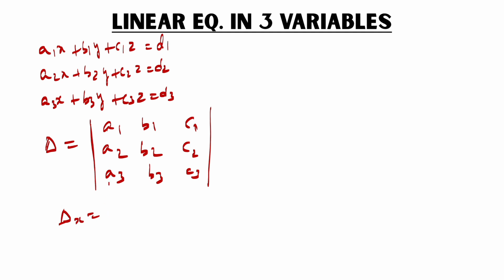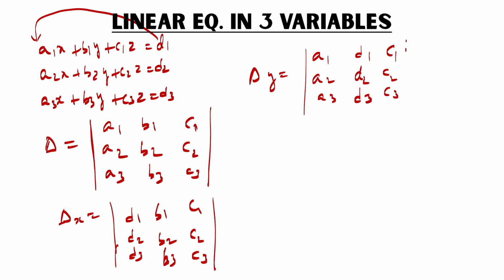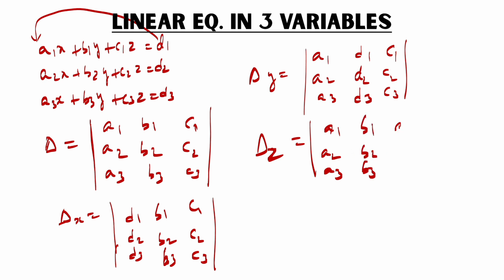How to find det of x? Instead of taking the coefficients of x, substitute the constants. So d1, d2, d3, and the remaining values are the same: b1, b2, b3, c1, c2, c3. How can we calculate det of y? Instead of the coefficients of y, substitute the constants. All the remaining values are the same: a1, a2, a3, d1, d2, d3 and c1, c2, c3. So what about z? Det of z is equal to a1, a2, a3, b1, b2, b3 and d1, d2, d3.